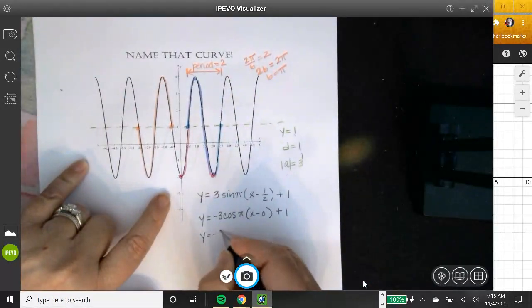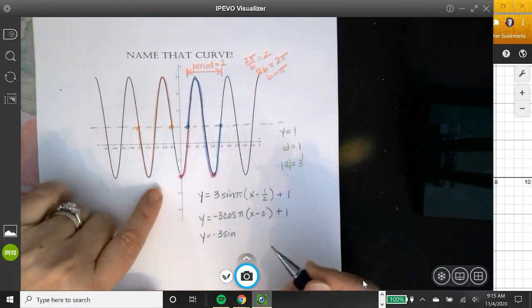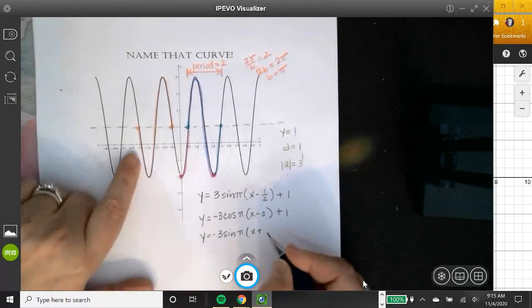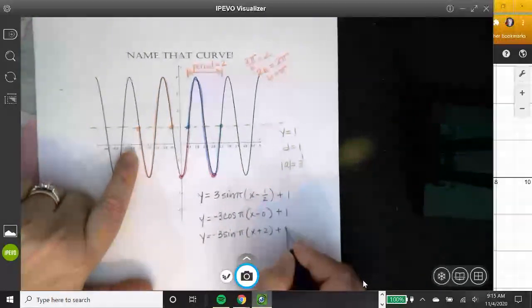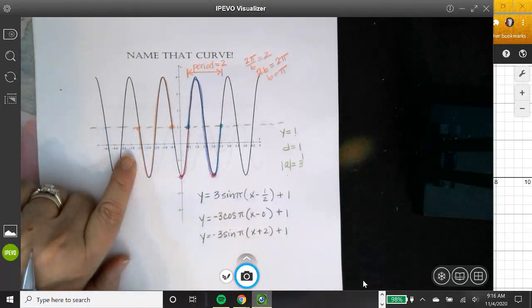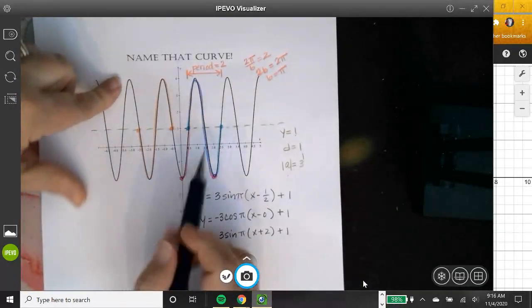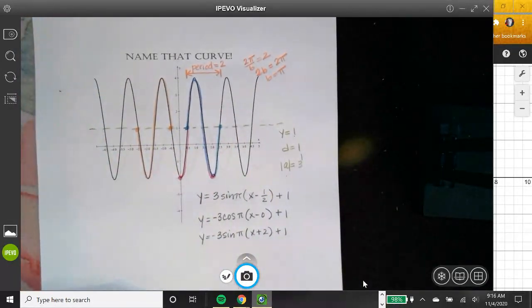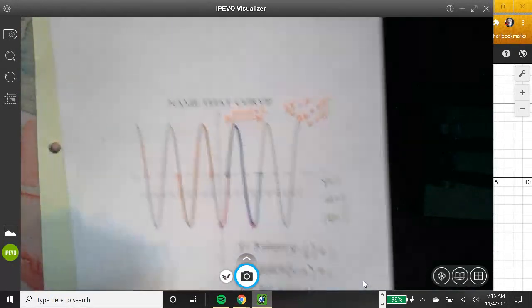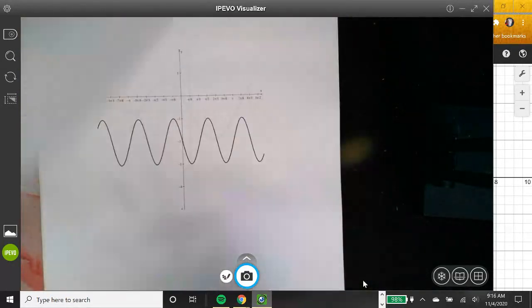Y equals negative 3 sine. Is the period still 2? Yes. So this would be pi times x plus now 2, plus 1. Why is it plus 2? Because what makes this 0? Negative 2, and that's where I started. It's upside down. And we could name this curve infinitely many names with different equations, but I just thought I'd show you at least 3. Okay. Let's do another one.